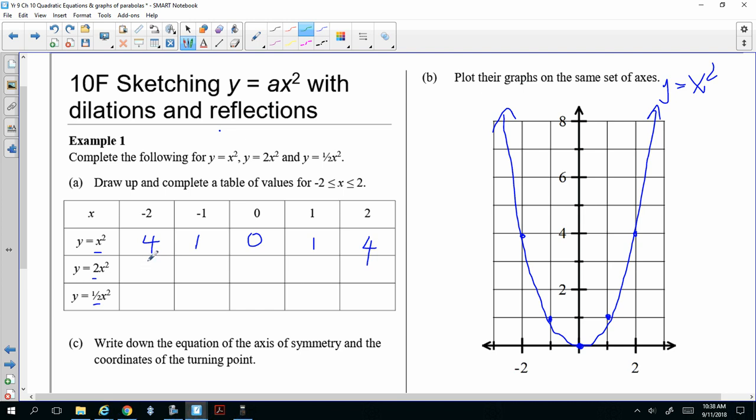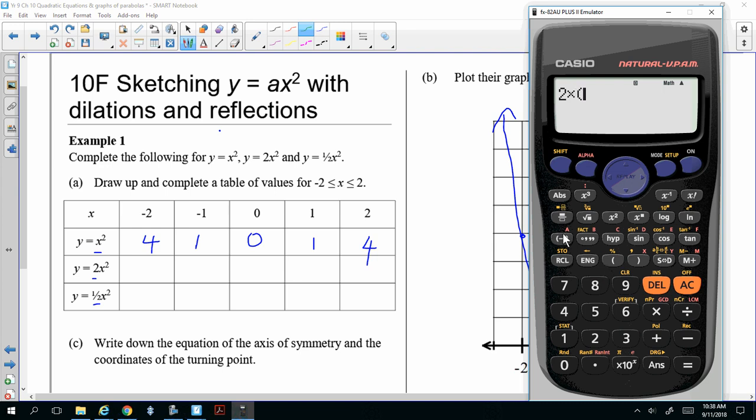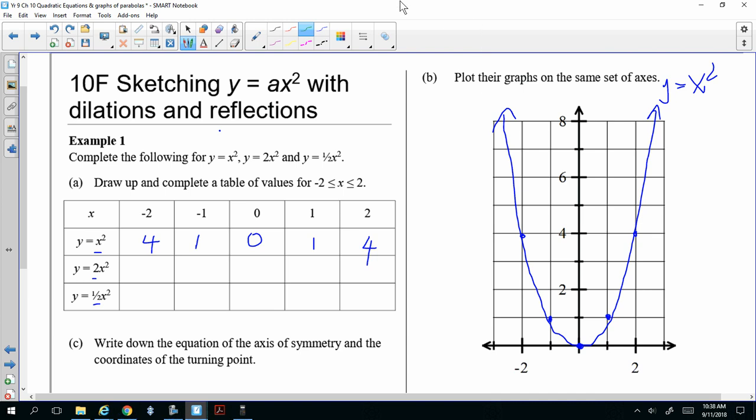Alright, let's continue. So if you have 2x squared, what you do on a calculator is put 2 bracket times bracket -2 close bracket squared. Does that make sense? You get 8. Can you see it doubles the values?